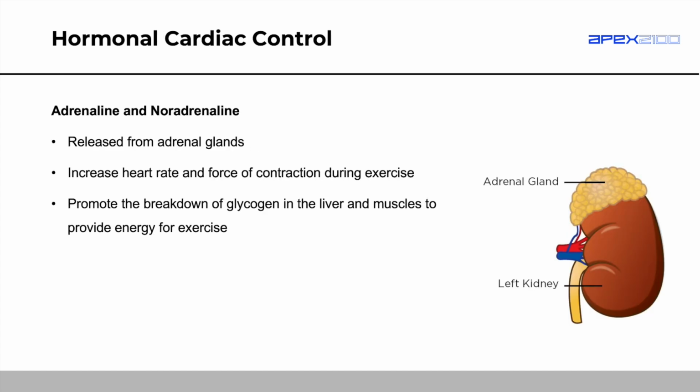Okay, in terms of hormonal cardiac control, it's adrenaline and noradrenaline. These are the two key cardiac hormones. Released from the adrenal glands, they increase the heart rate and force of contraction, so very similar to the sympathetic nervous system. They also promote the breakdown of glycogen in the liver and muscles to provide energy for quick exercise. So in terms of hormonal control of the heart, we're thinking adrenaline and noradrenaline.